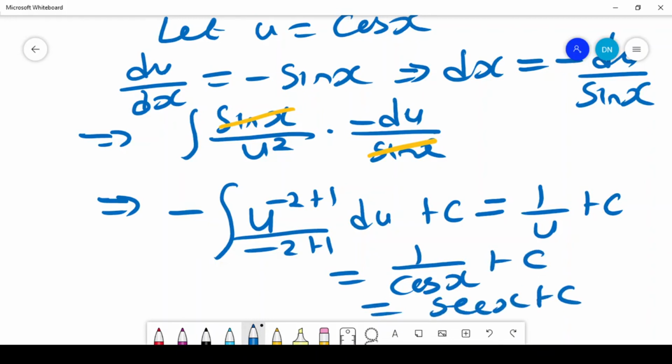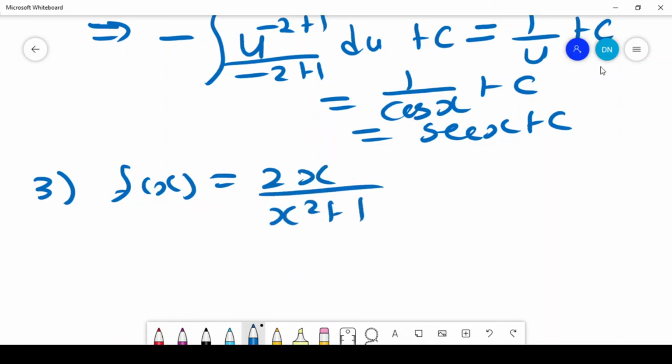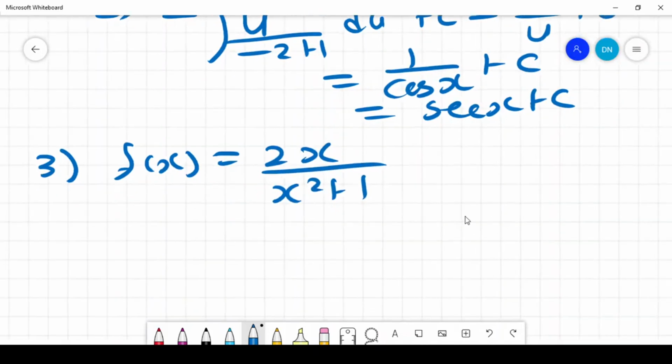So I've shown that if I have a function f of x equal to 2x all over x squared plus 1, what happens to this variable?